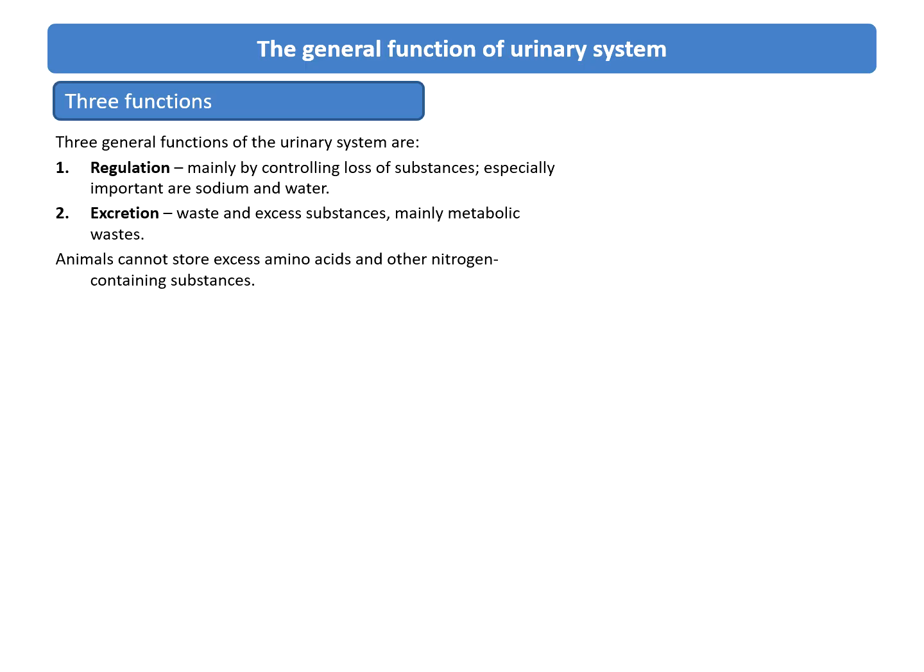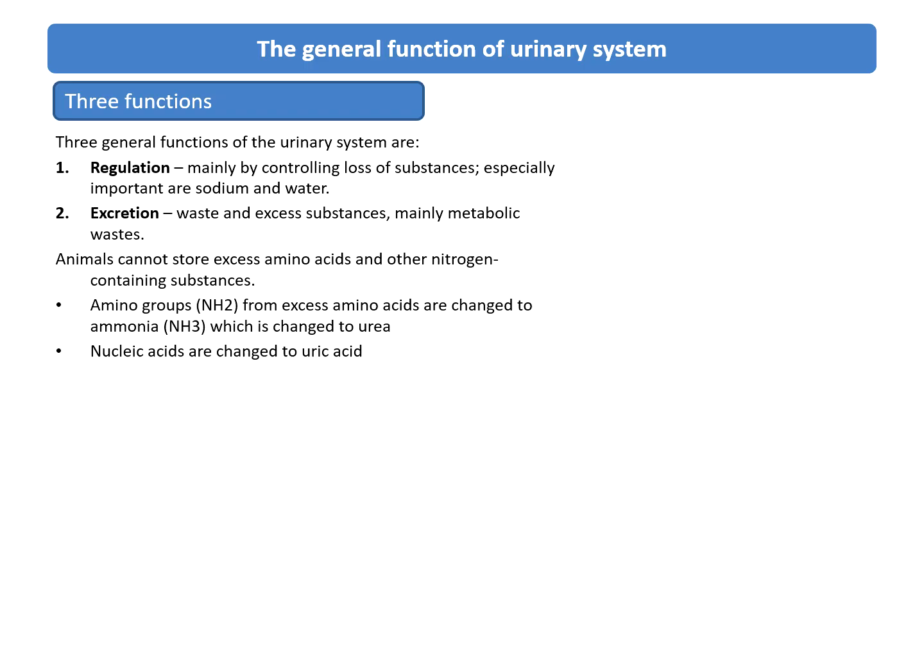Animals, as we mentioned, can't store excess amino acids and other such nitrogen-containing products. So the amino groups from excess amino acids are changed to ammonia, which is then changed to urea. Nucleic acids are changed to uric acid. Creatine phosphate from muscle metabolism is changed to creatinine.